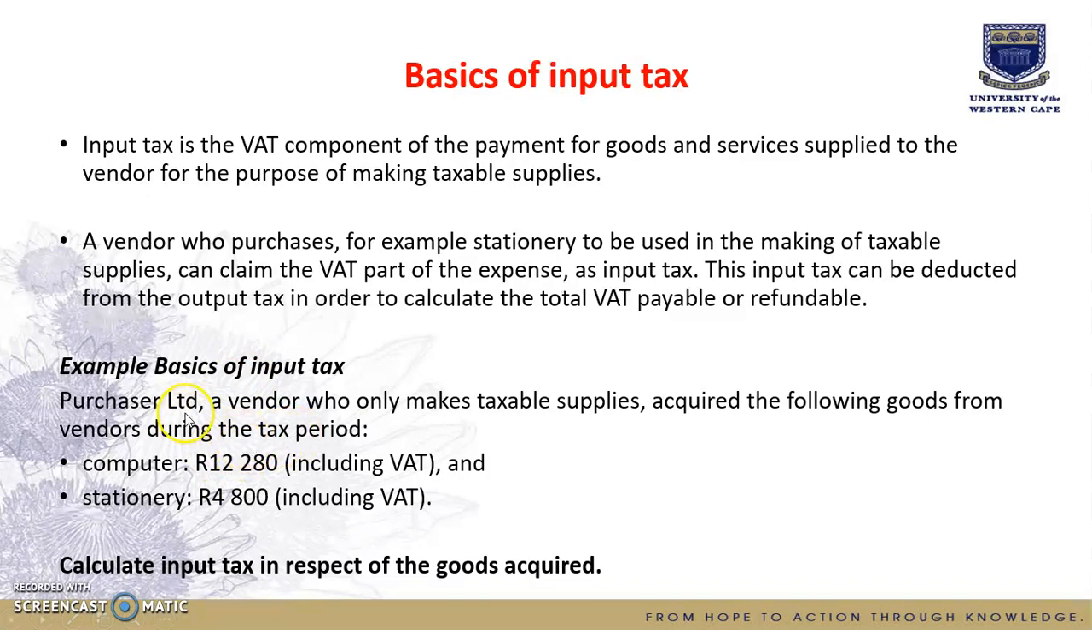So a vendor who only makes taxable supplies, Purchaser Limited, acquired the following goods from vendors during the tax period. So he acquired a computer and stationery. Now you'll see that both of those amounts are VAT inclusive.